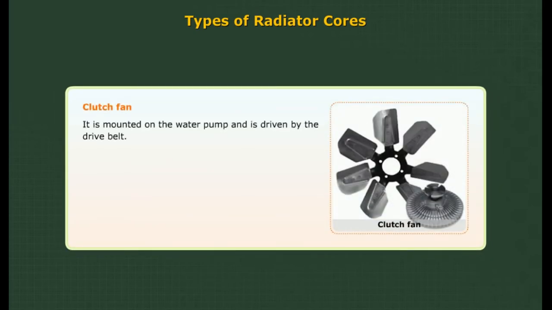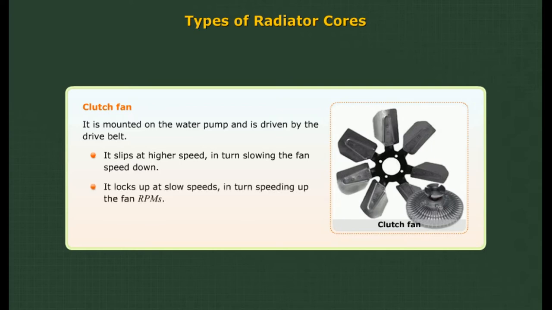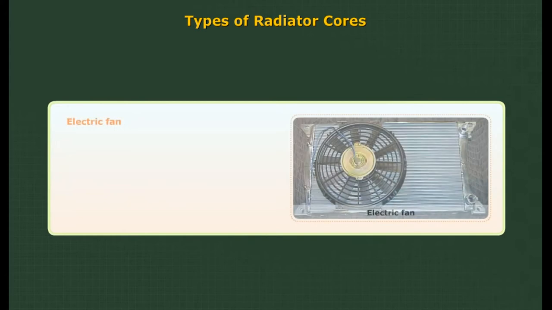Clutch fan. It is mounted on the water pump and is driven by the drive belt. It slips at high speed, in turn slowing the fan speed down. It locks up at slow speeds, in turn speeding up the fan RPMs. Should be able to turn on when the engine is turned off.